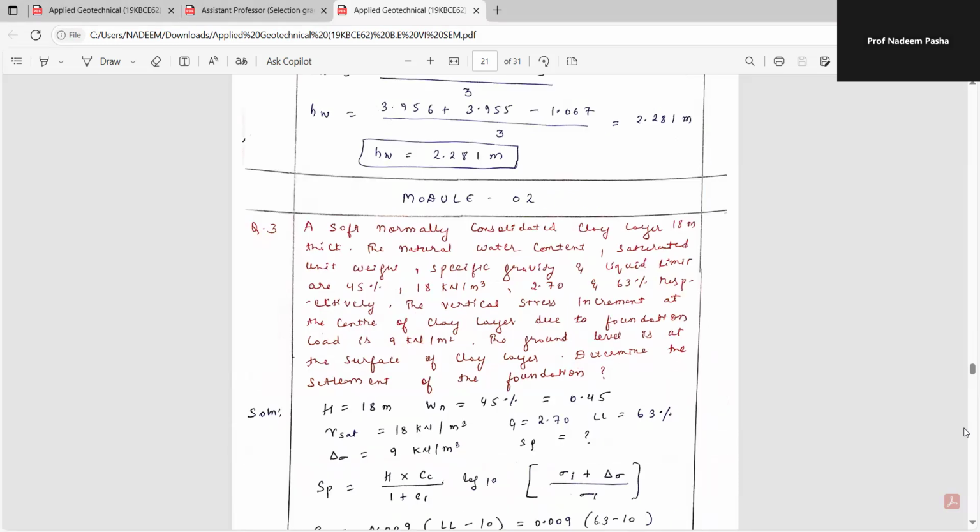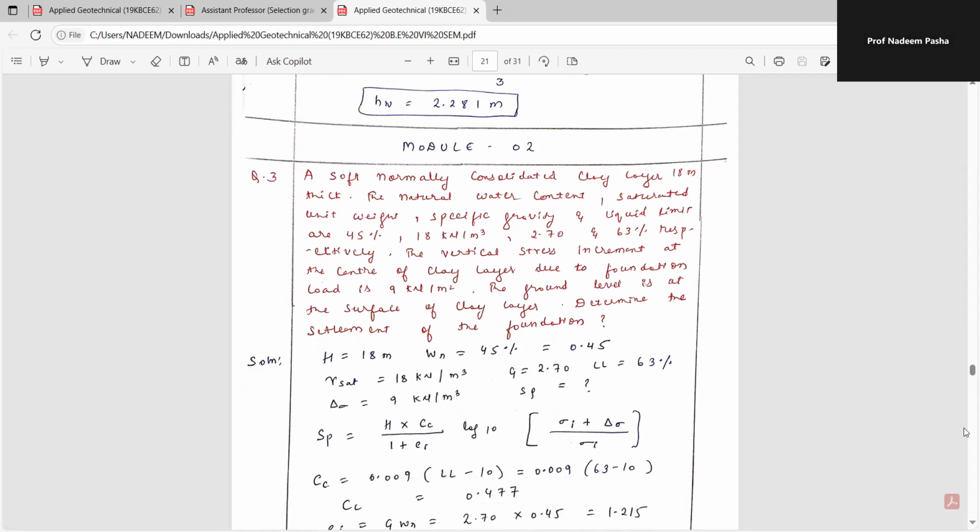I'm sharing the screen. Hope it is visible to you. It is a soft, normally consolidated clay layer, 18 meter thick. The natural water content, saturated unit weight, specific gravity, and liquid limit are 45%, 18 kilonewton per meter cube, 2.7 and 63% respectively. The vertical stress increment at the center of the clay layer due to foundation load is 9 kilonewton per meter square. The ground level is at the surface of clay layer. Determine the settlement of the foundation.